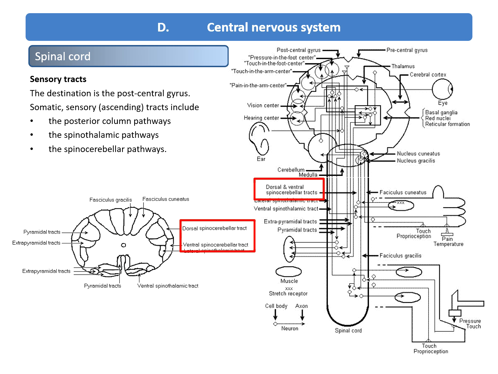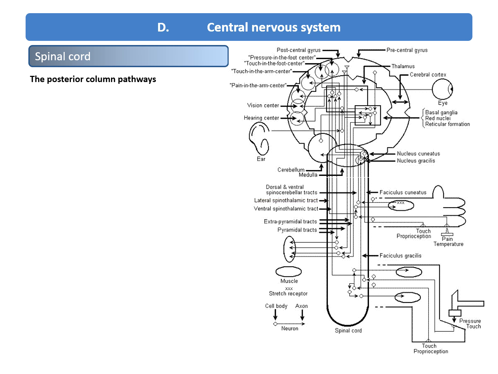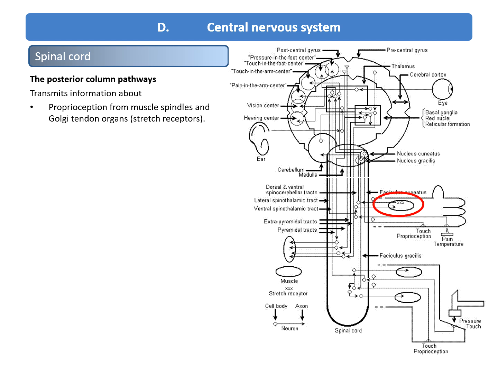The diagram below shows their location within the spinal cord, and the complex figure to the right illustrates the axons and their paths. Let's look at the details. Let's look first at the posterior column pathway. It transmits information about proprioception from muscle spindles and Golgi tendon organs. These are stretch receptors. It also carries fine touch and proprioception from tactile corpuscles. These are commonly called Meissner's corpuscles.